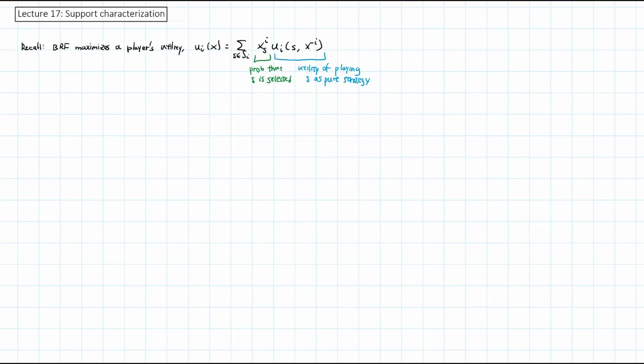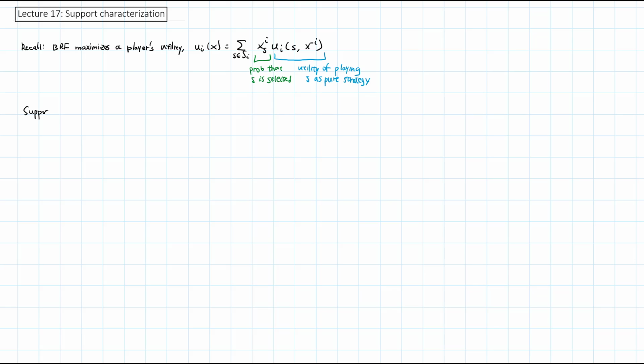Recall that the best response function maximizes a player's utility, which is u_i of x, which is this expression here. For each pure strategy S for player i, we multiply the probability that S is selected by the utility of playing S as a pure strategy, and we sum over all possible S.